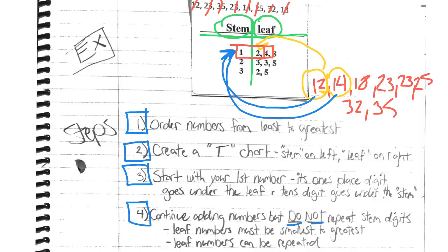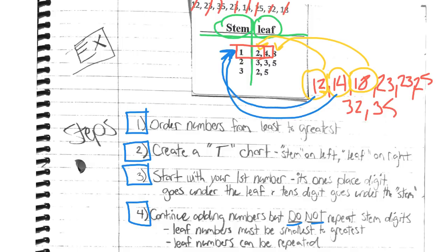The ones place, I need to keep adding it. Then my next one is 18, so I put my 8, my ones place here, and then I don't repeat that 1 again. I keep using the same 1. Now, since I'm done with all of them that have a 1 in the tens place, I now have to go down to the next row.